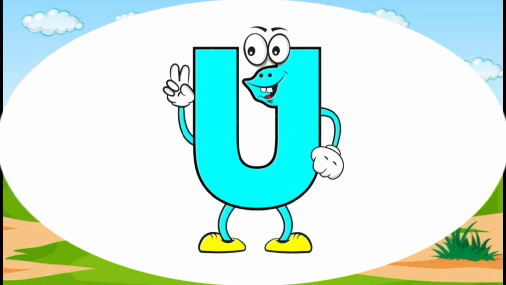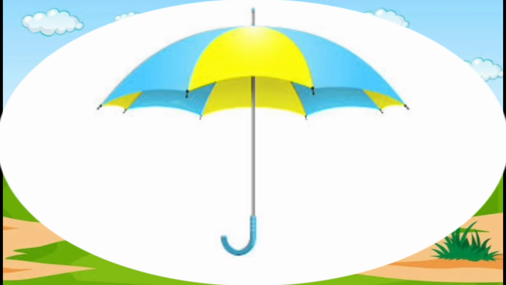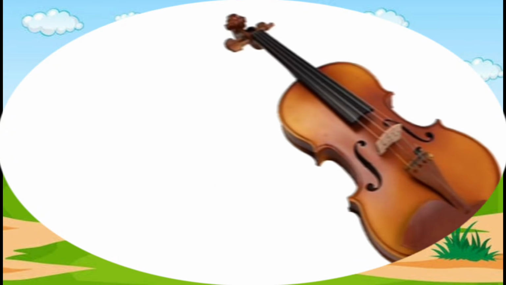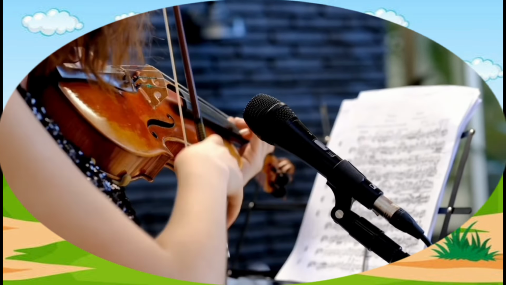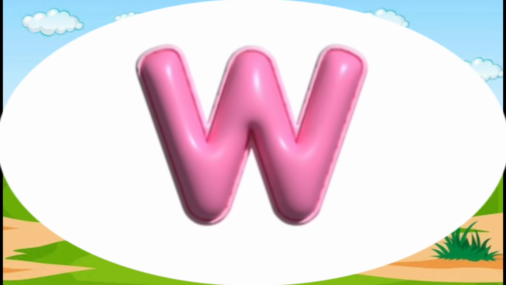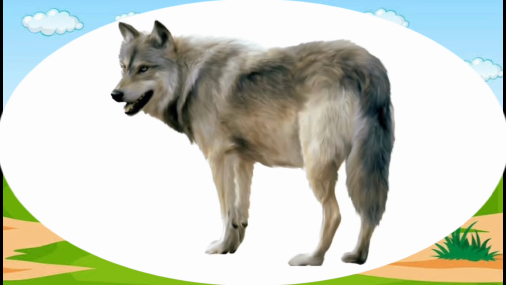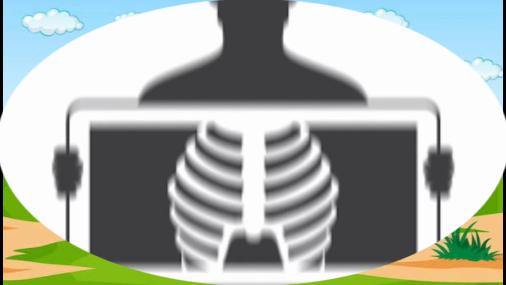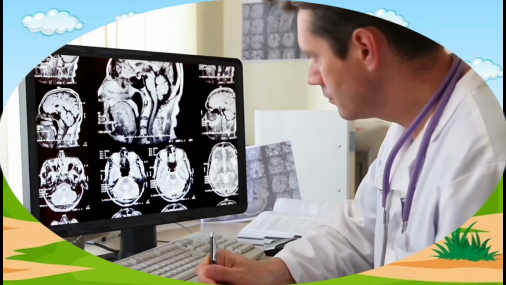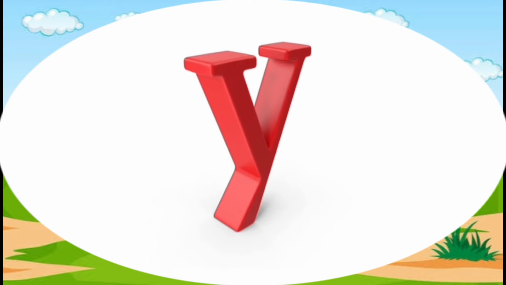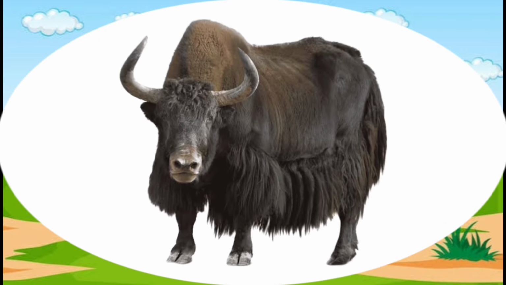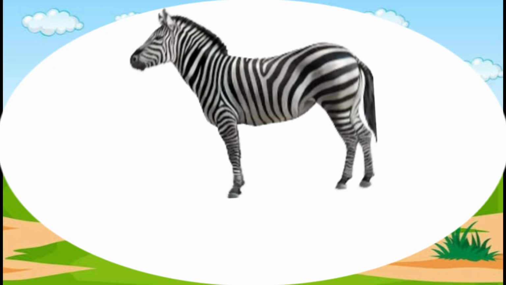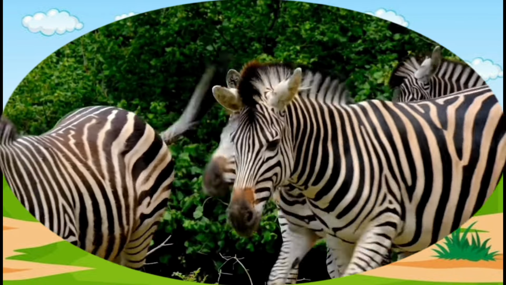U is for umbrella, u, u, umbrella, u, u, umbrella. V is for violin, v, v, violin, v, v, violin. W is for watch, w, w, watch, w, w, watch. X is for extra, x, x, extra, x, x, extra. Y is for yolk, y, y, yolk, y, y, yolk. Z is for zebra, z, z, zebra, z, z, zebra.